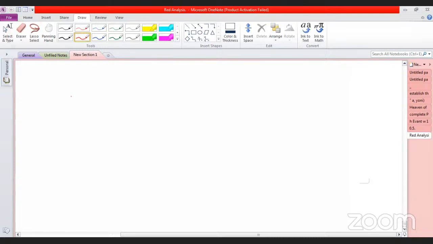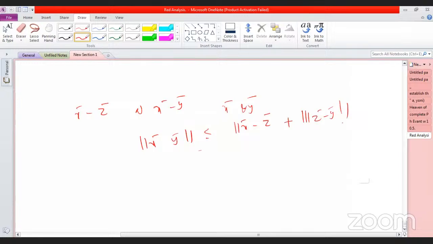The fourth property, we get that x bar minus z bar and x bar minus y bar. In place of x bar and y bar respectively, we can obtain here double modulus of x bar minus y bar less than or equal to modulus of x bar minus z bar minus y. We can write it or not?